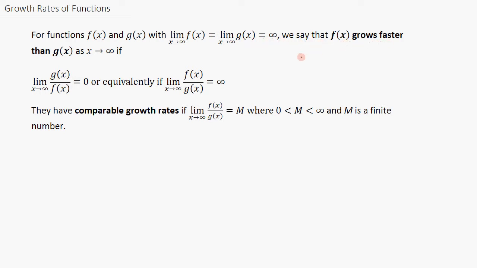we say that f of x grows faster than g of x if one of these two cases occur. So if you write the fraction g of x over f of x and compute the limit as x goes to infinity, if this goes to 0, then that means that the bottom function is faster than the top function. So that means that f is bigger than g. If you write the fraction in reverse order, compute the limit, and you see that the limit goes to infinity, that means that the top function is faster than the bottom function. So that means that f of x is faster than g of x. And then they have comparable growth rates if the limit is some finite number.